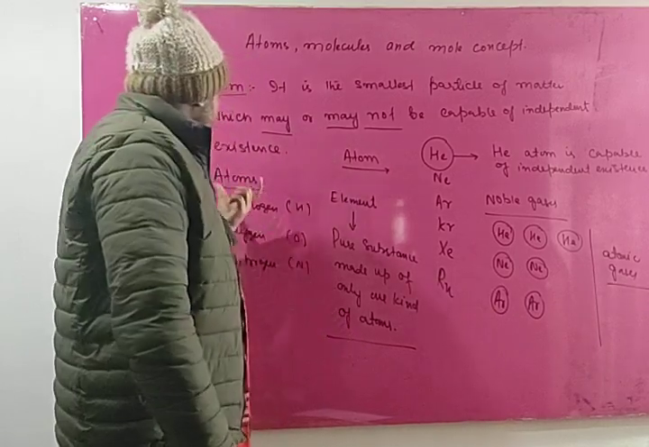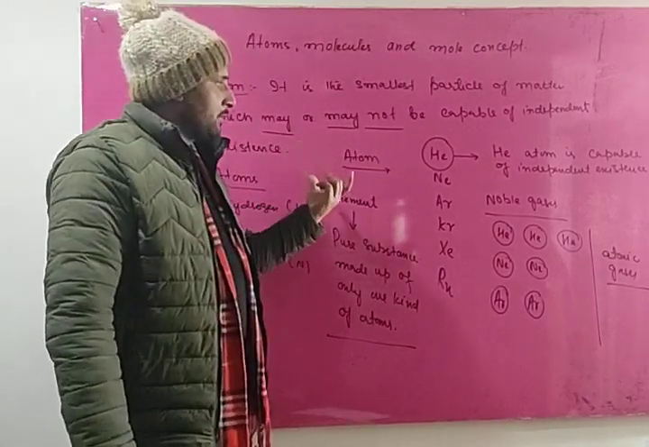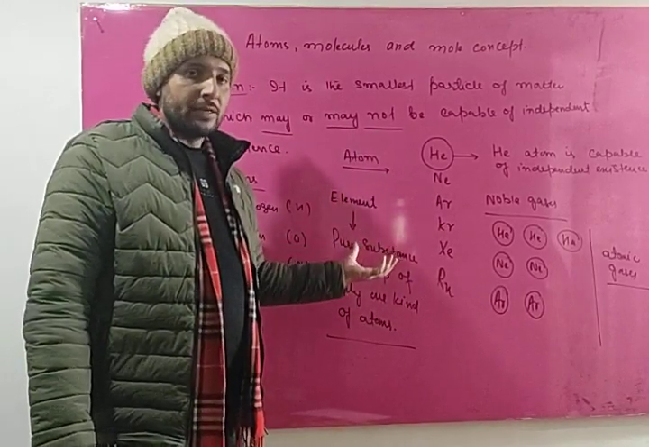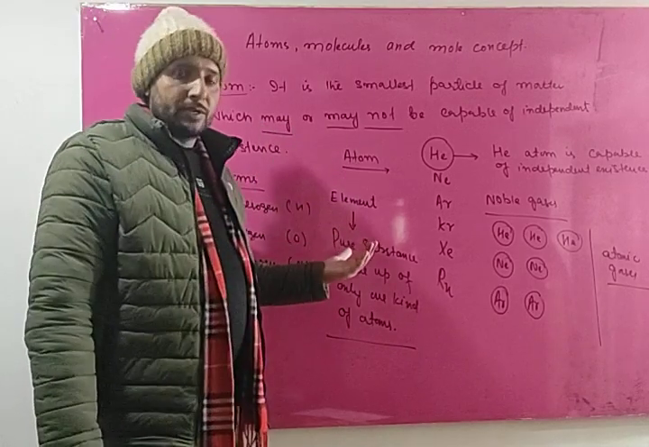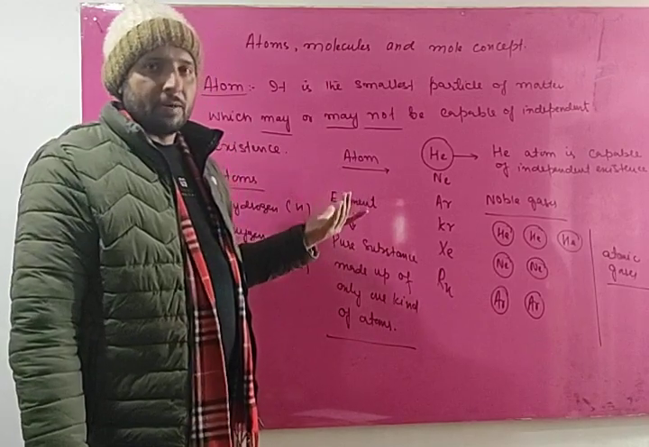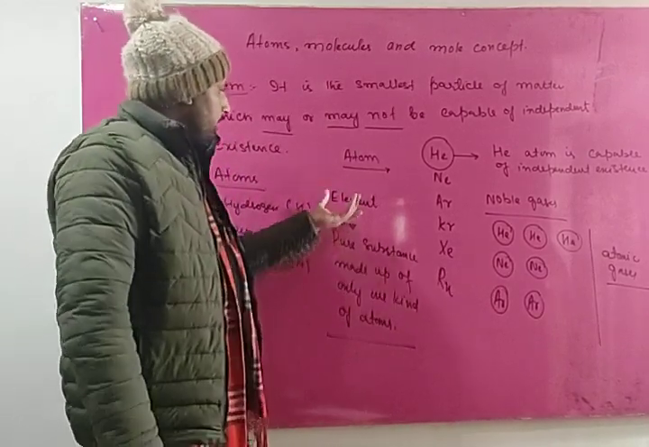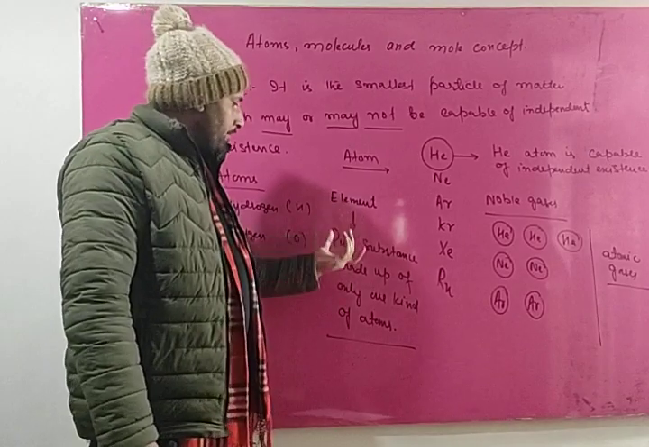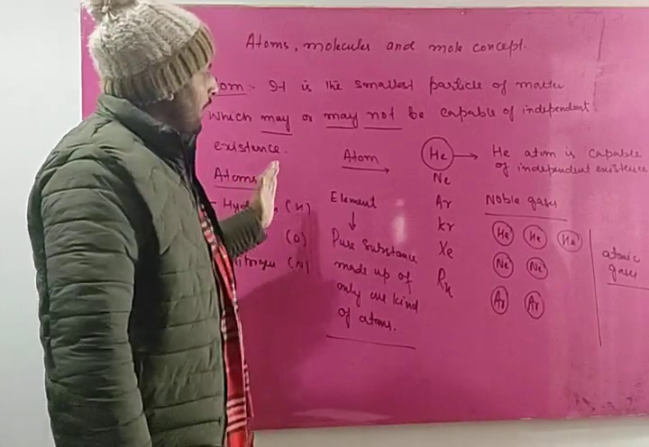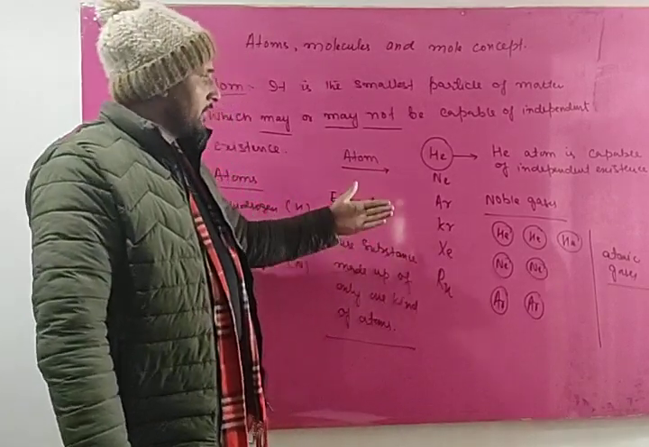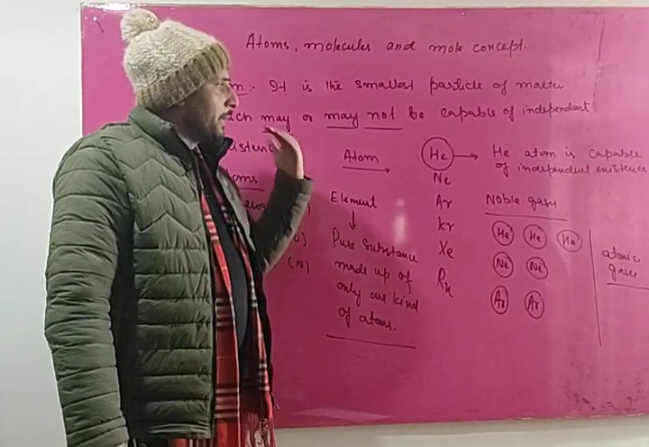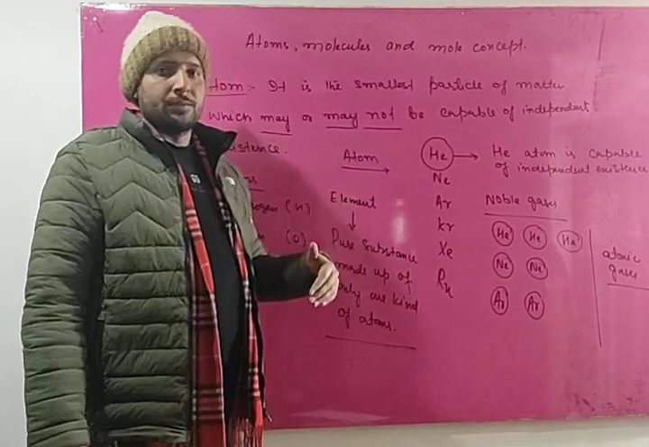So what we have as hydrogen, oxygen, nitrogen, say for example boron, carbon, etc., these all are elements because they are made up of only one kind of atoms, right? Say for example hydrogen is made up of hydrogen atoms, helium is made up of helium atoms, lithium is made up of lithium atoms, beryllium is made up of beryllium atoms, so on and so forth. Now when we say element, we say pure substance made up of only one kind of atoms. But in case of elements, is it like that atoms of every element are capable of independent existence or not?